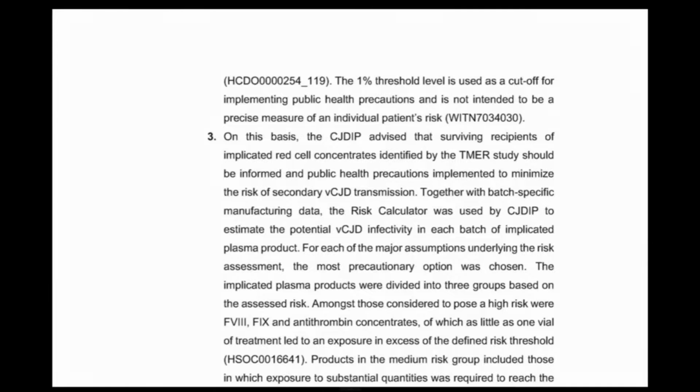And then if we just go over the page before I ask you the questions, the 1% threshold level is used as a cut-off for implementing public health precautions and is not intended to be a precise measure of an individual patient's risk. So just taking that in stages, you say there that the general UK population is already at a risk of vCJD as a result of primary infection through the oral route.